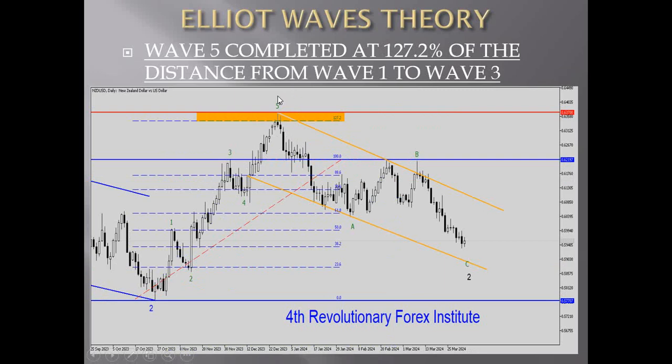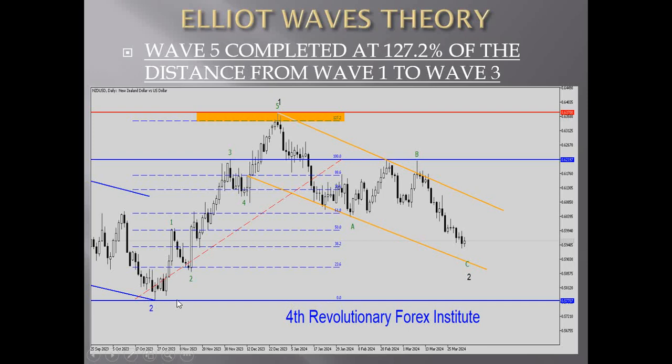So wave 5, you can see here we are looking at this green wave 5. We have wave 1, wave 2, wave 3, wave 4, wave 5. And then wave 5 was completed at 127.2% of the distance from wave 1 to wave 3. So how do we do this? We put our 0 at the start of wave 1. This is wave 1, wave 2, wave 3, wave 4, wave 5. So we are looking for this wave 5.